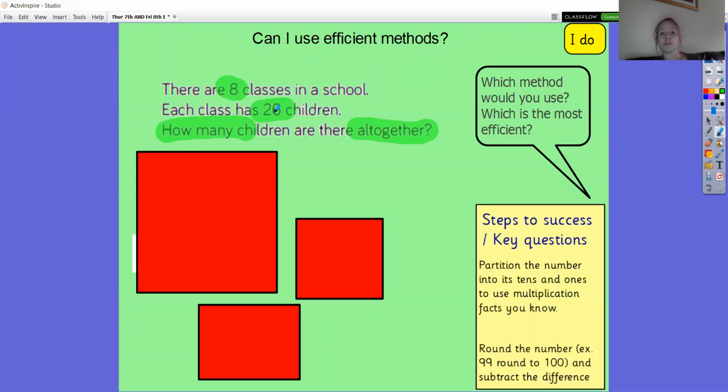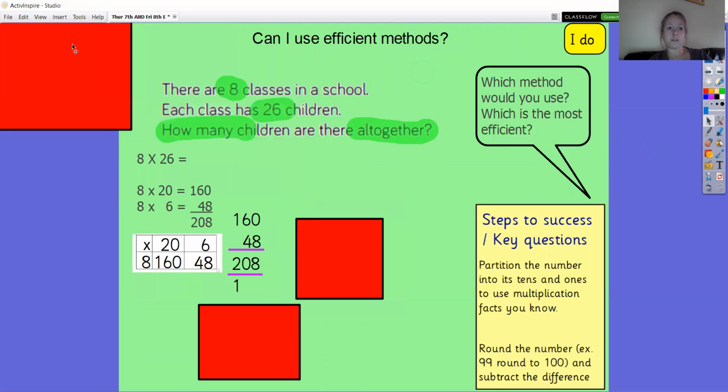So we've got those 26 children, and we need to multiply those by the 8 classes that they are in. So the sum is going to be 26 times 8. I'm going to show you some different methods, just like yesterday, that you could use to work it out, and then you can have a go at working out some yourself.